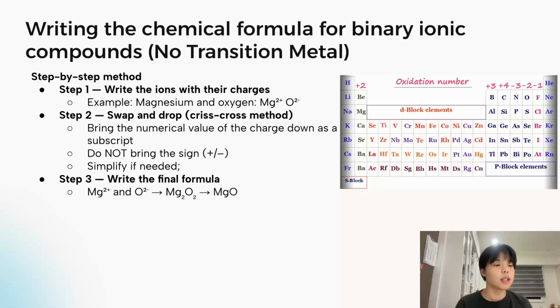Simplify if needed. So in this example where we use Mg and O, we bring the charge of Mg down as a subscript for O, and we bring the charge of O down as a subscript for Mg. So it creates Mg2O2. And as referred here, you need to simplify if needed. So 2 and 2 obviously can be simplified as 1 and 1. So MgO.